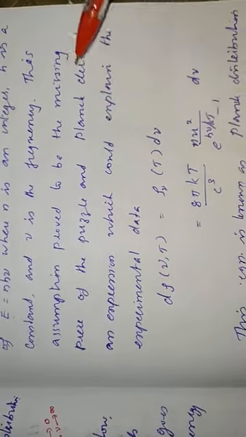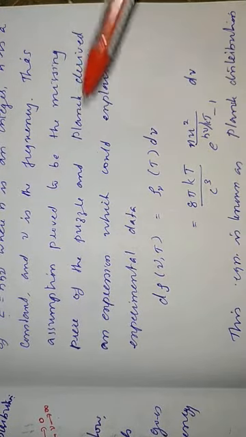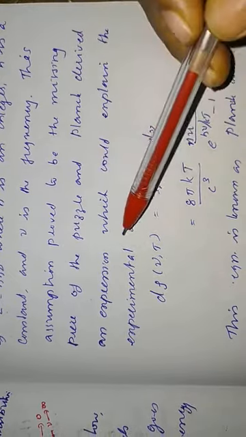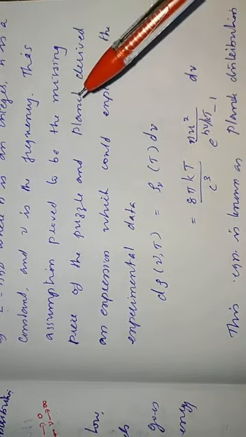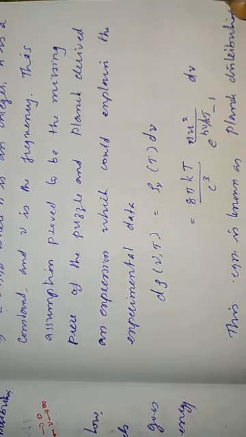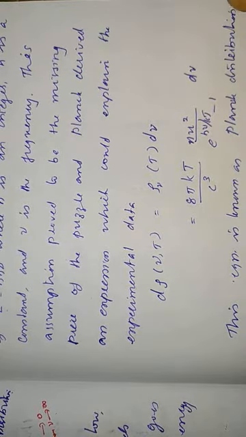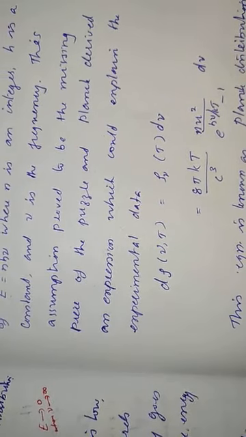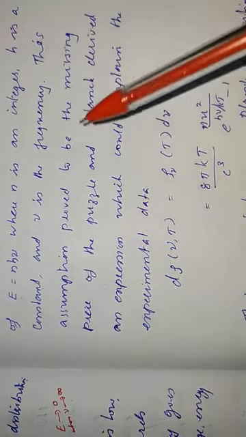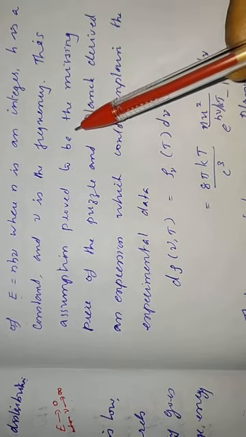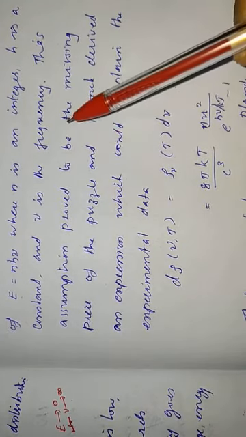This assumption proved to be the missing piece of the puzzle, and Planck derived an expression which could explain the experimental data. So Max Planck solved the ultraviolet catastrophe by making the assumption that energy is not continuous but is discrete, or quantized. That's how the ultraviolet catastrophe is solved.